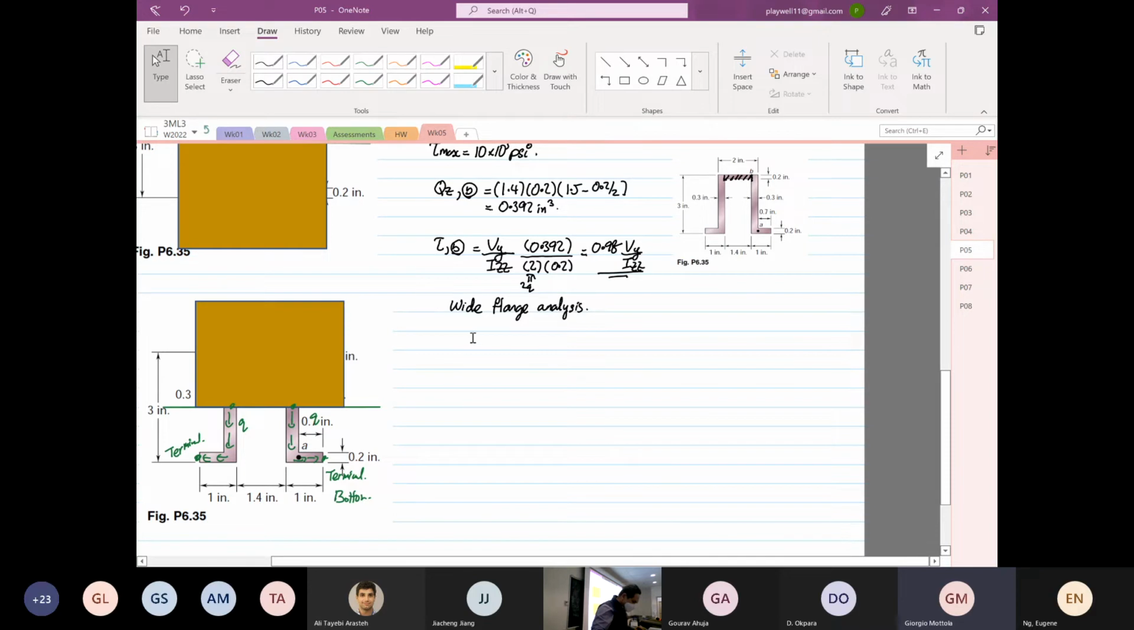Okay, so point A, we know that. So this is shear stress at point A. It's going to be white flange analysis. All right. So it's only Q, right? Because the left and the right terminus are not related, is it? So that's why it's only what? Q. Okay. And then the thickness is equal to 0.2 inch.